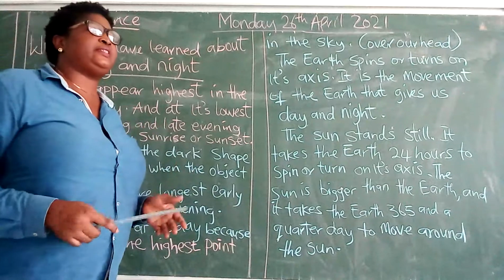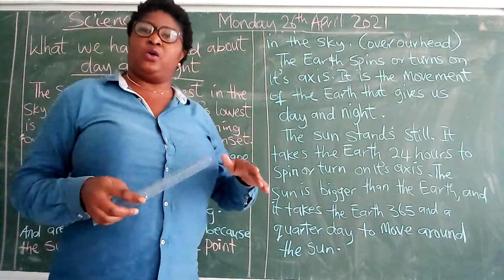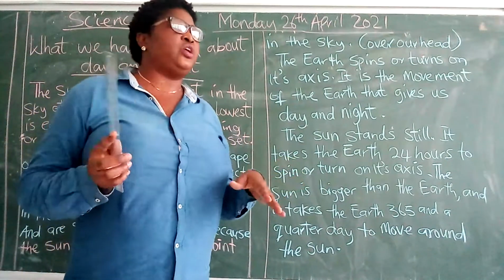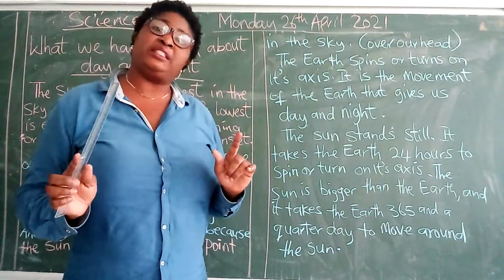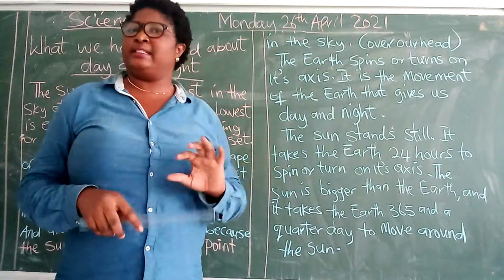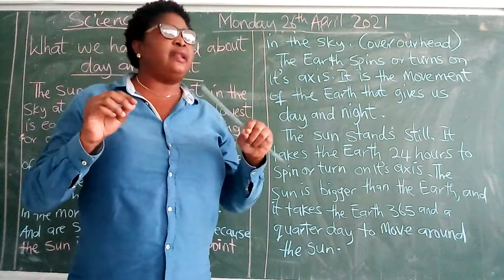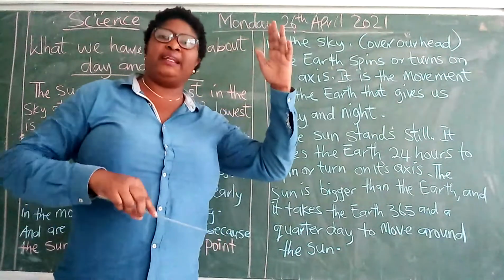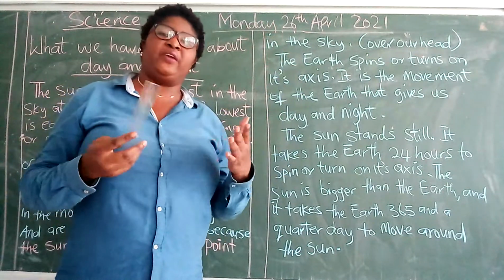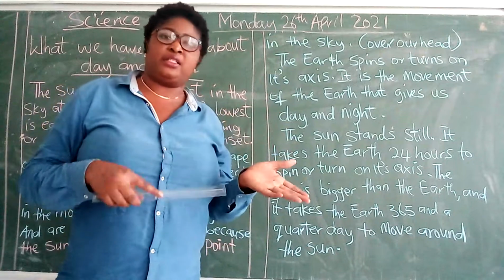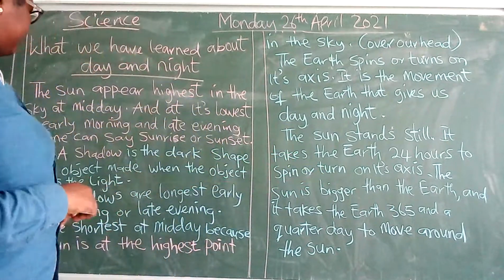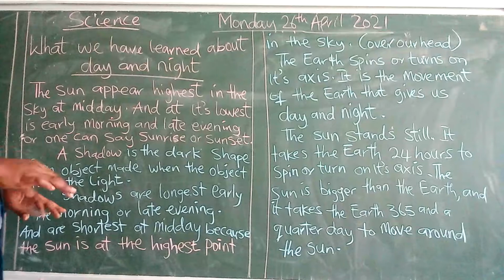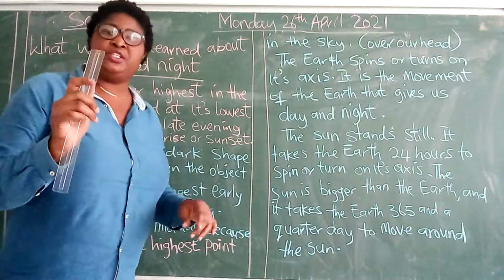Or you can simply say sunrise or sunset. Sunrise is morning. Sunset is evening. That is very simple and nice to know about morning and evening. Another way you can call it is sunrise or sunset. After which, teacher now talks about shadow.